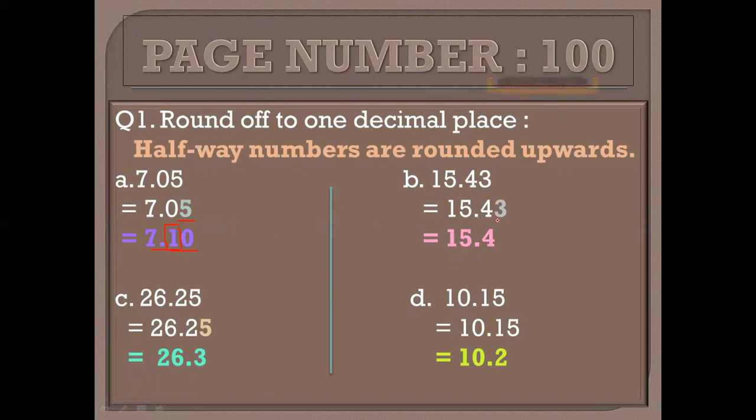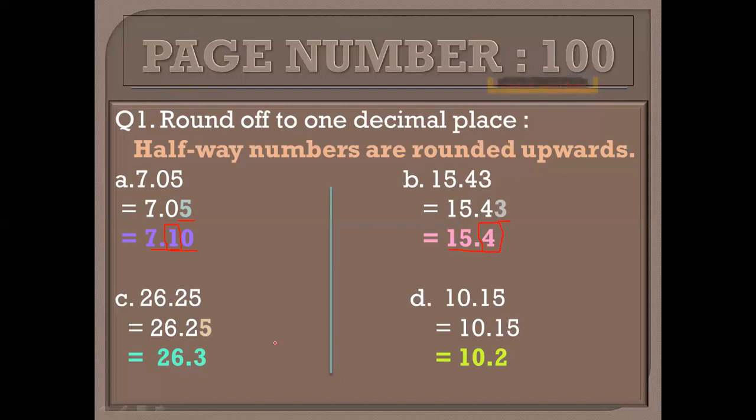Part B, 15.43. Now we see the value which lies on the hundredths place. This is 3. 3 is less than 5. It means that there is no change in our answer. We cannot round 4 upward. The number will be the same. 15.4 will be our answer.